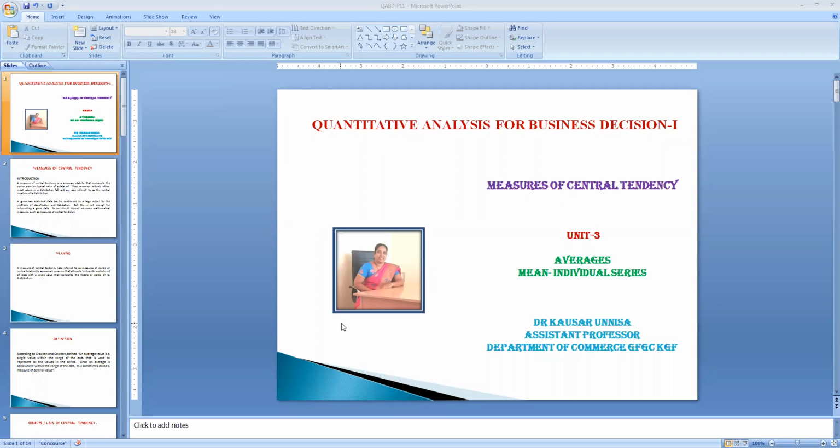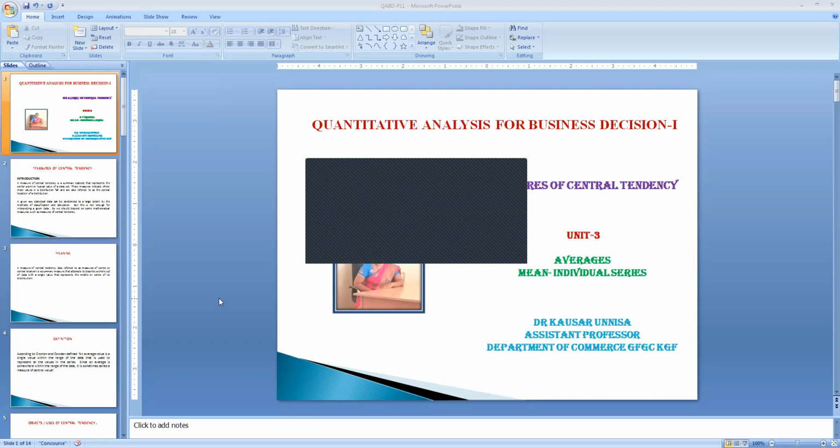So in this session, let us have a discussion on Unit 3, that is the measures of central tendency, and also the problems on the calculation of mean in individual series.